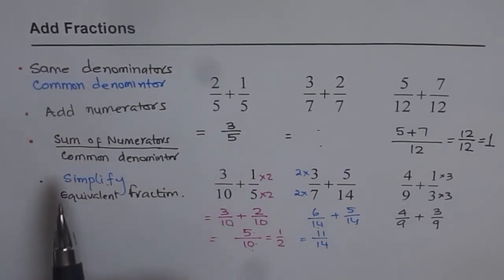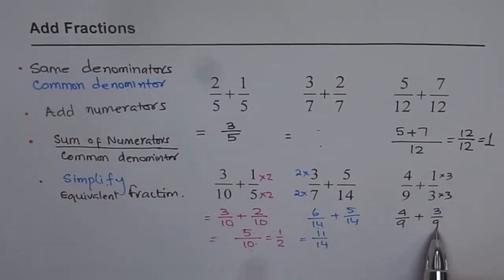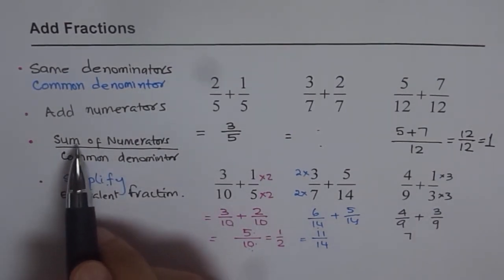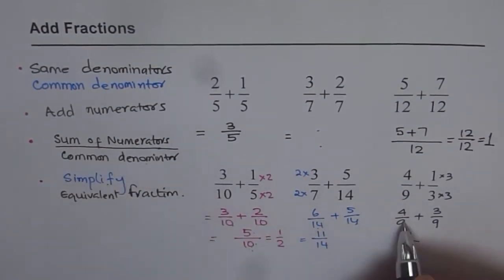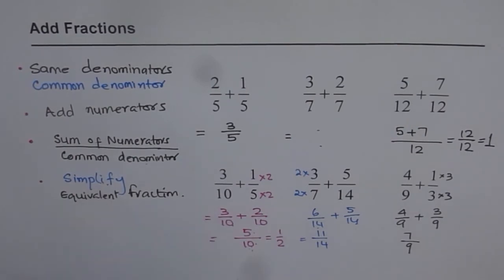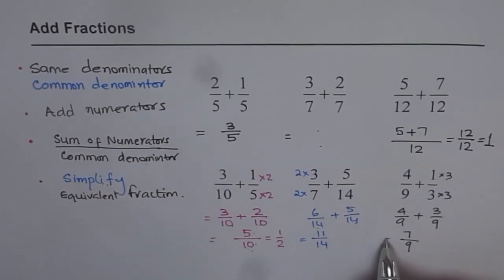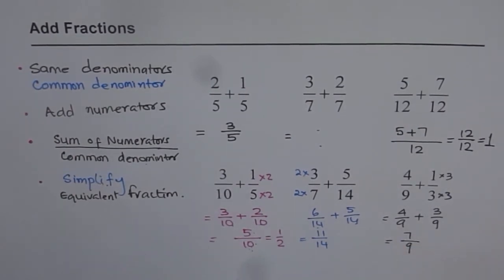Go through the steps once again. First step, make the denominators the same. We call it a common denominator. Then add numerators. 4 plus 3, 7. Write your answer as the sum of numerators, which is 7, over the common denominator, which is 9. Simplify it. Can you simplify it further? No. So that is your final answer.